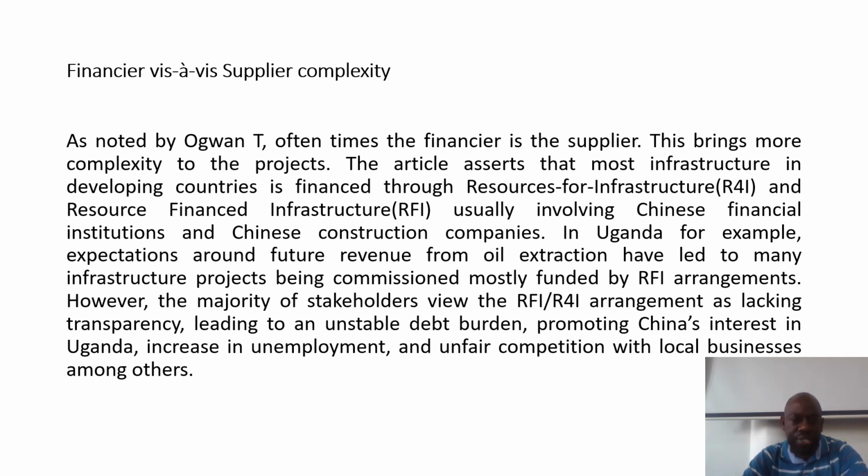In Uganda, for example, expectations around future revenue from oil extraction have led to many infrastructure projects being commissioned mostly by RFI arrangements. However, the majority of stakeholders view the RFI arrangement as lacking transparency, leading to unstable debt burden, promoting China's interest in Uganda, increase in unemployment, and unfair competition with local businesses, among others.